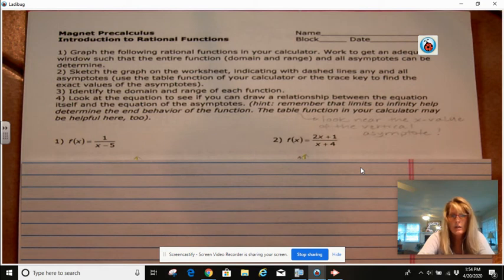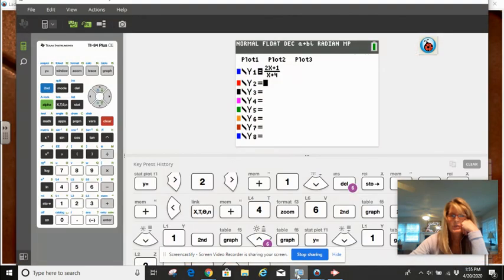The table function of your calculator would be a great place to find some points to plot and help you with the asymptotes. And once you have the asymptotes and a couple of critical points to get the curves fairly accurate, then you can identify the domain and range. So some other things, if you look in the table, if you look near the x value of where you think the vertical asymptotes are, that should give you both a confirmation of the vertical asymptotes and also some good points to plot.